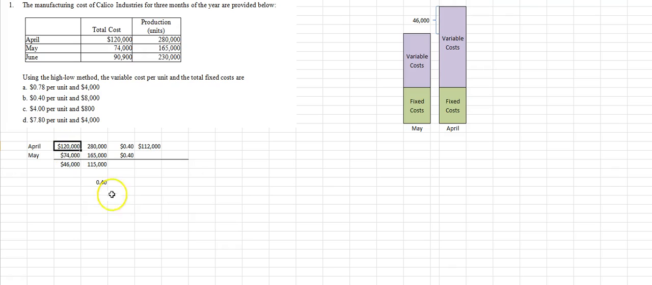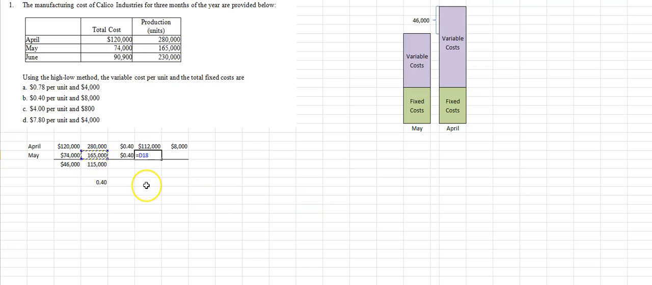I know that my total cost was 120,000 variable and fixed. So 120 minus 112 will give me my fixed cost of $8,000. And it should work the same way here.